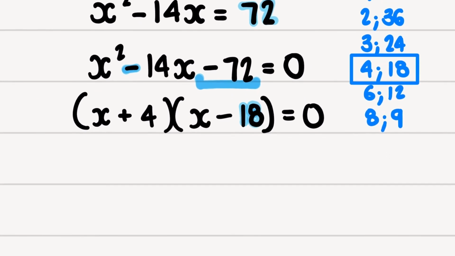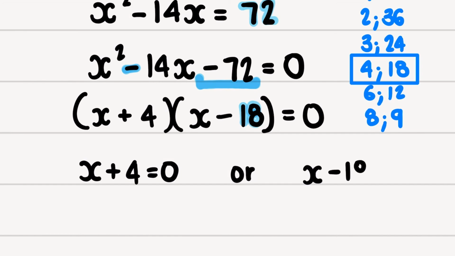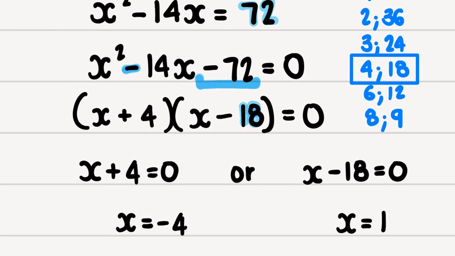So now I have x plus 4 equal to 0, or x minus 18 equal to 0. So if x plus 4 equals 0, x is equal to negative 4. And if x minus 18 equals 0, x is equal to positive 18.